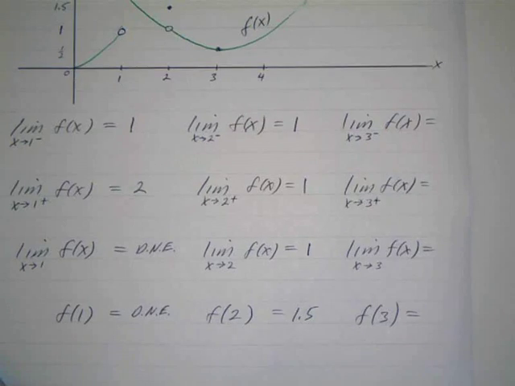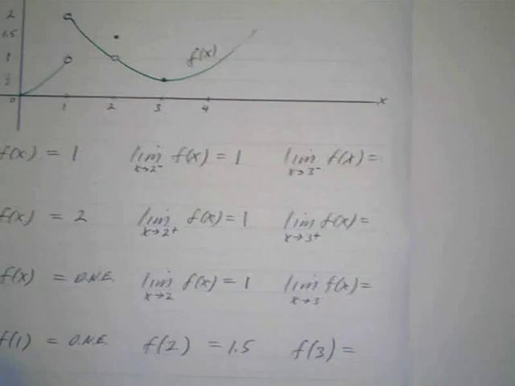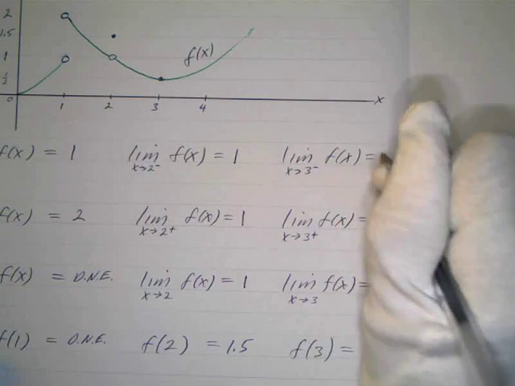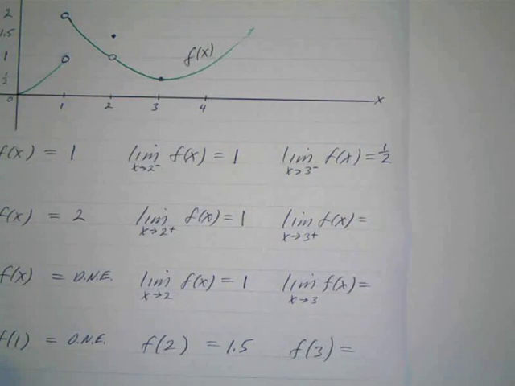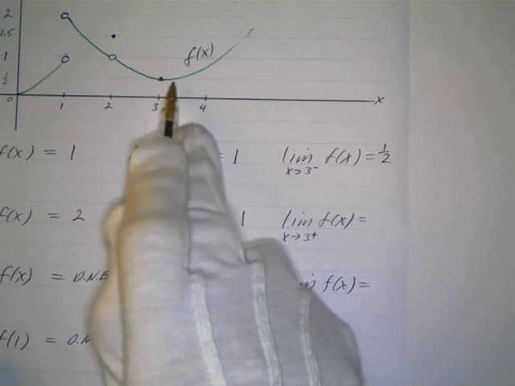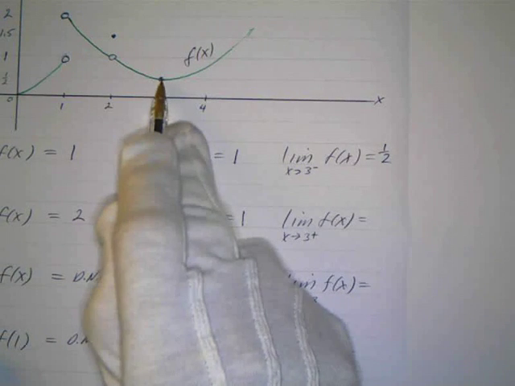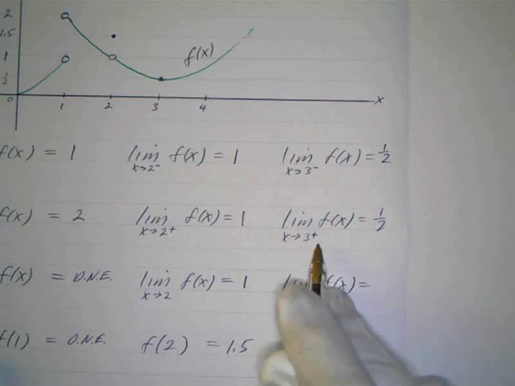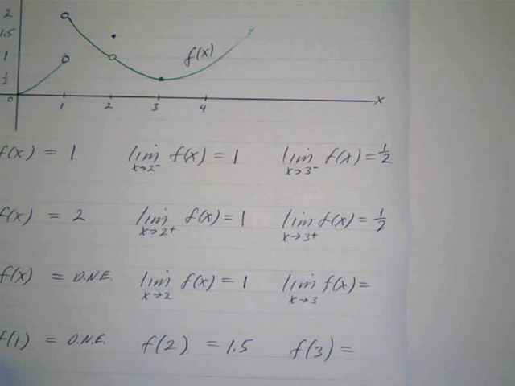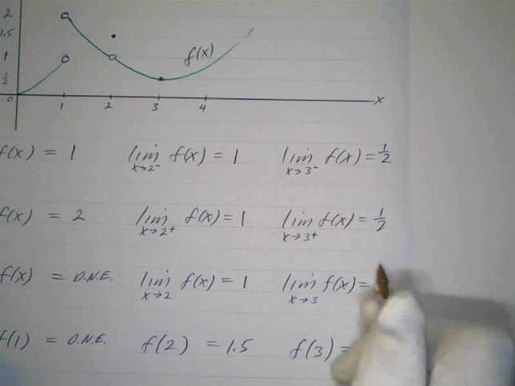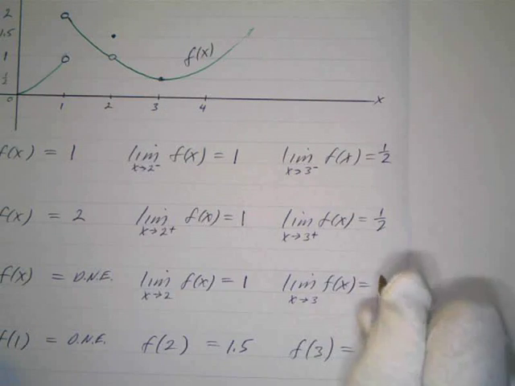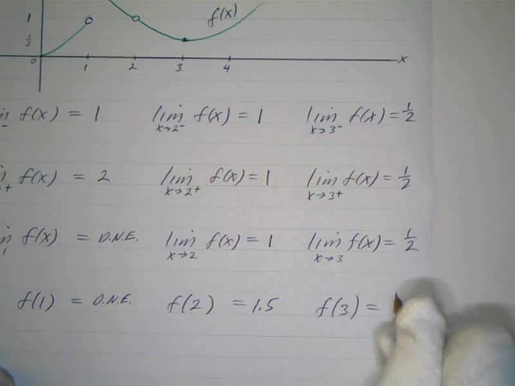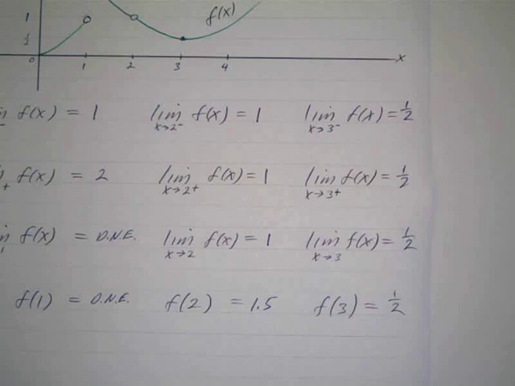All right, let's take a look at one more point, 3. What's the limit as x approaches 3 from the left? It looks like it's going to be 1/2. And as x approaches 3 from the right, it looks like it's coming down to 1/2 also. So the left limit and the right limit are both equal to 1/2, so they're equal to each other. So the limit as x approaches 3 is just 1/2. And what is f of 3? Well, we have a point there, and that's also 1/2, so all the answers are the same. Okay?